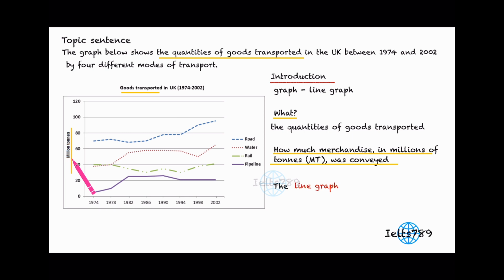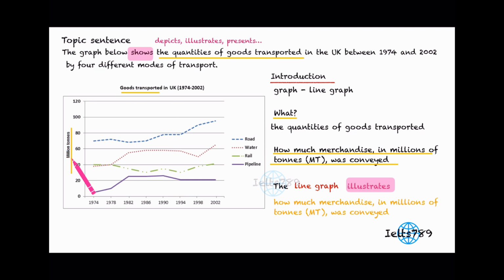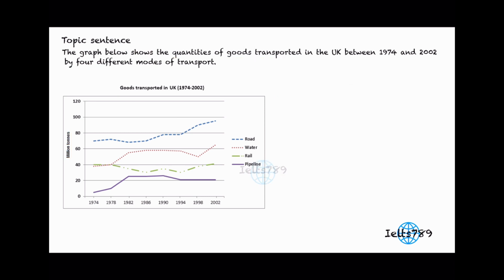Putting the ideas together, we have the line graph, how much merchandise in millions of tons was conveyed. Now we need a verb to connect them together. Going back to the topic sentence, the verb used here is shows. Some of its synonyms would be depicts, illustrates, presents, and so on. For our paraphrase here, let's choose illustrates.